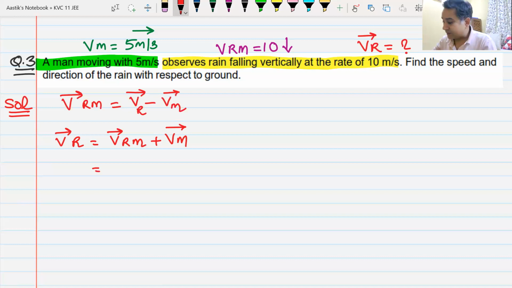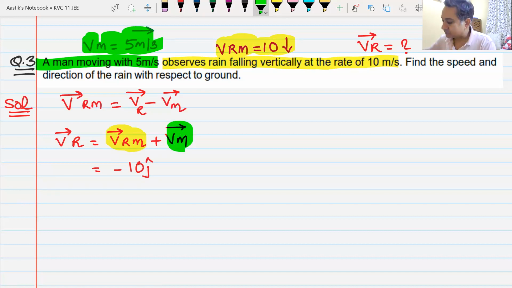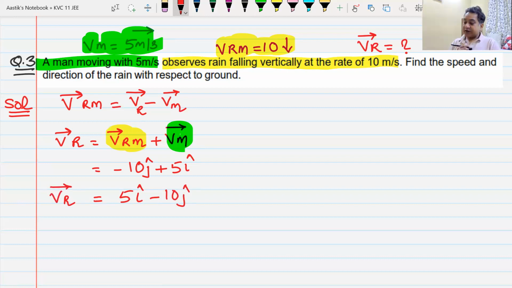Velocity of rain with respect to man. Look very closely. It is 10 downwards. So I write it minus 10j. Velocity of man with respect to ground is given here, plus 5i. So it basically becomes 5i minus 10j. That is the velocity of rain with respect to ground.